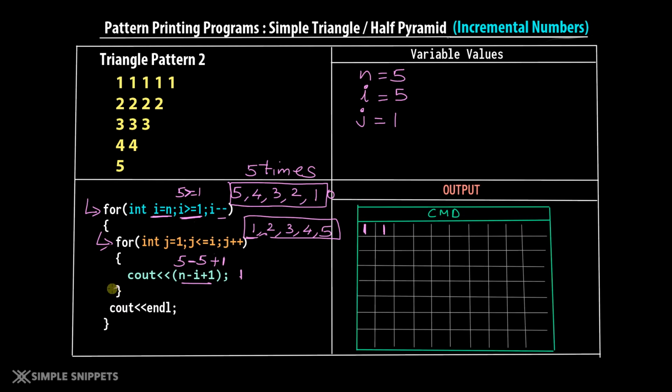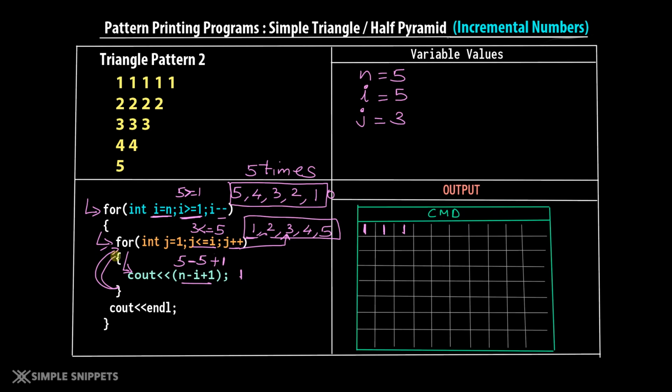Now after this statement you will come to the start of the inner for loop. You will say j plus plus. So j now will become 3. Let me make the changes over here also. You will again check the condition. Is 3 less than or equal to i? i is nothing but 5. Is 3 less than 5? Yes. So again you will go inside the for loop. You will say cout n minus i plus 1. So again n and i are the same and are not going to change. So 5 minus 5 is 0, plus 1. Again 1 is printed.